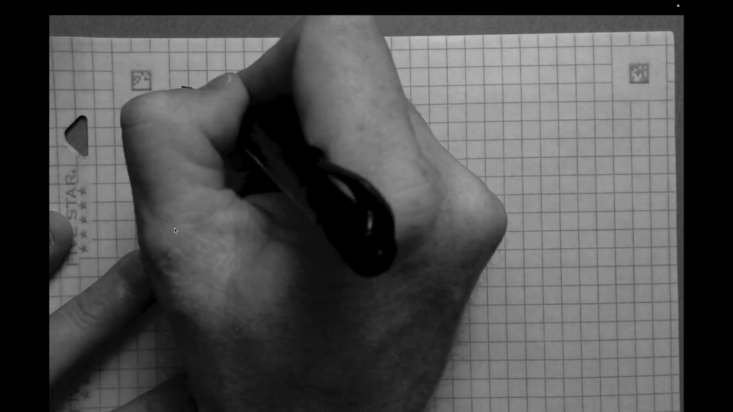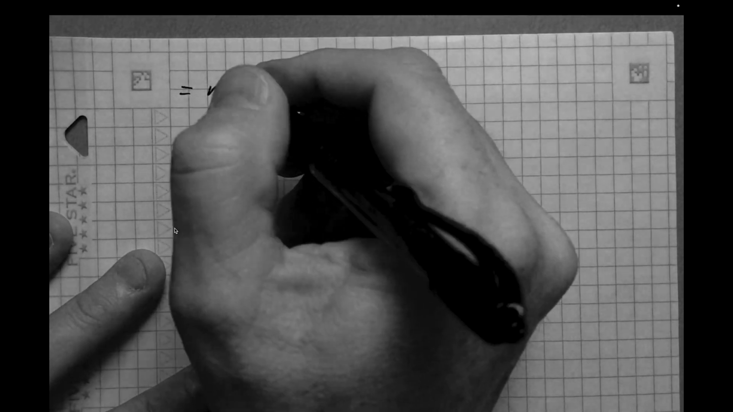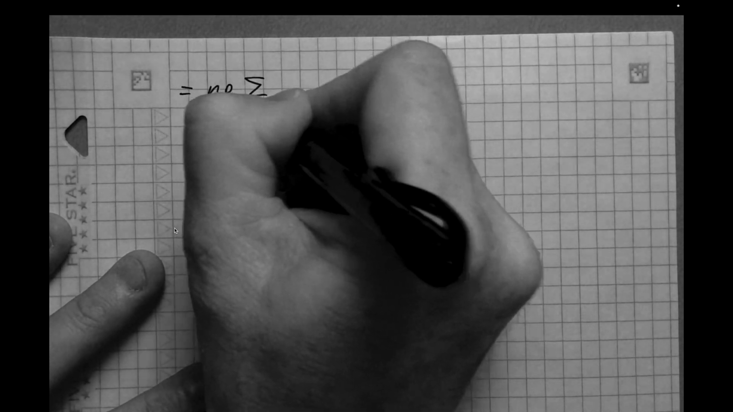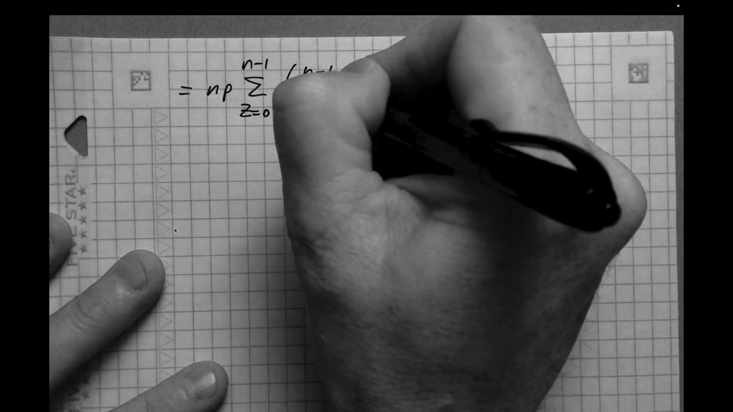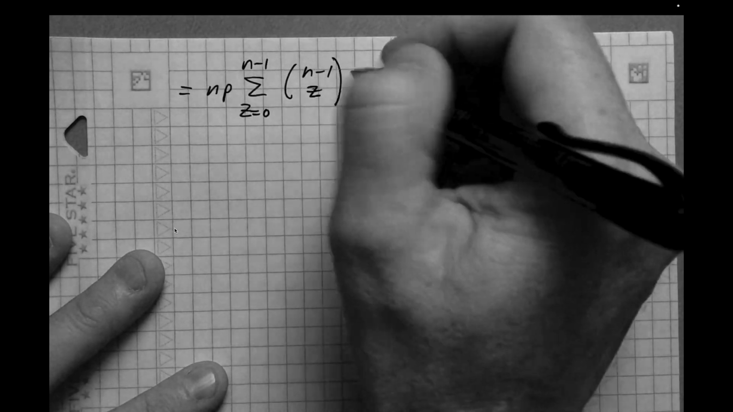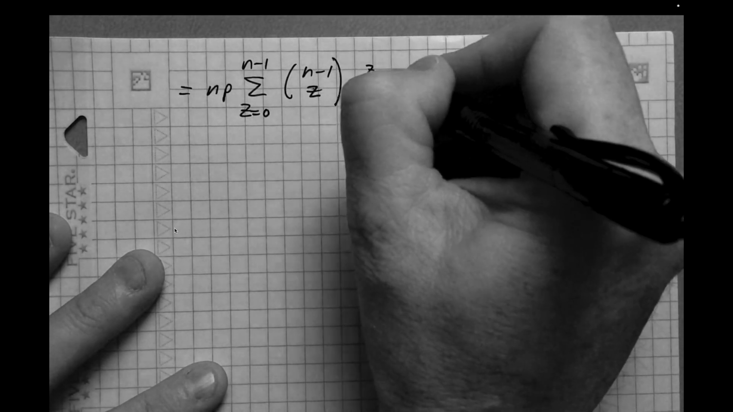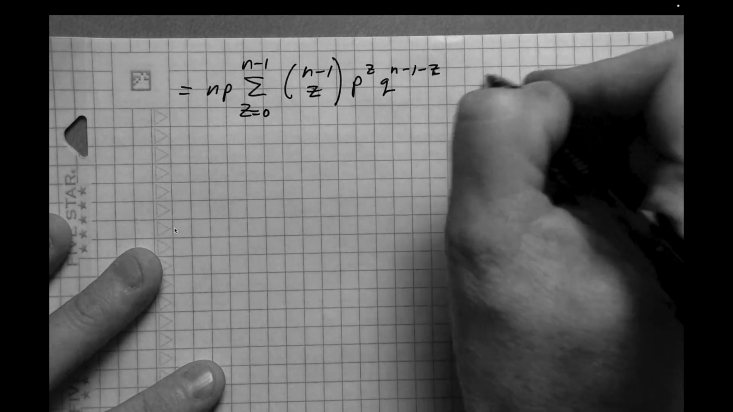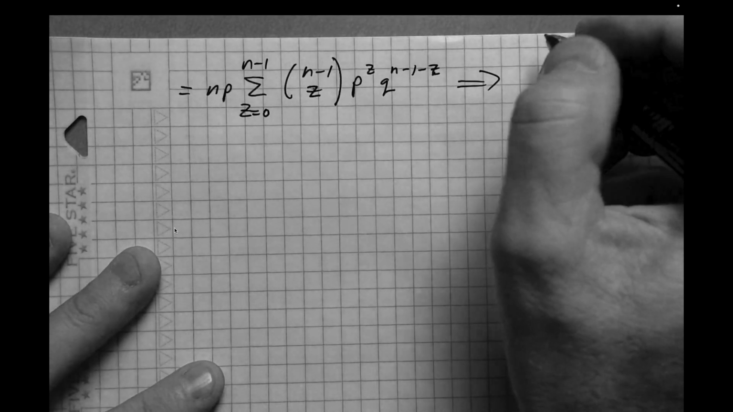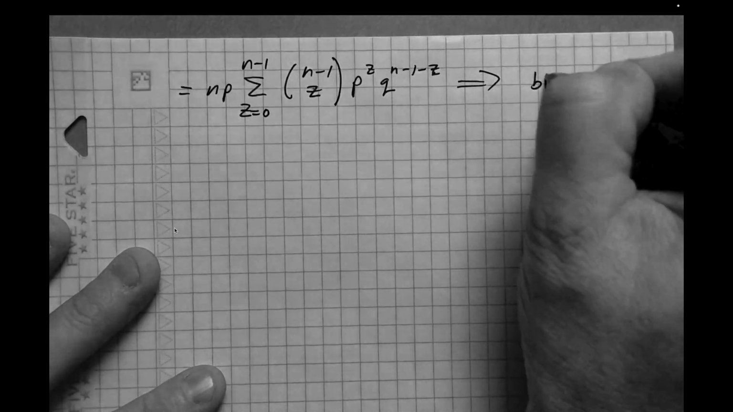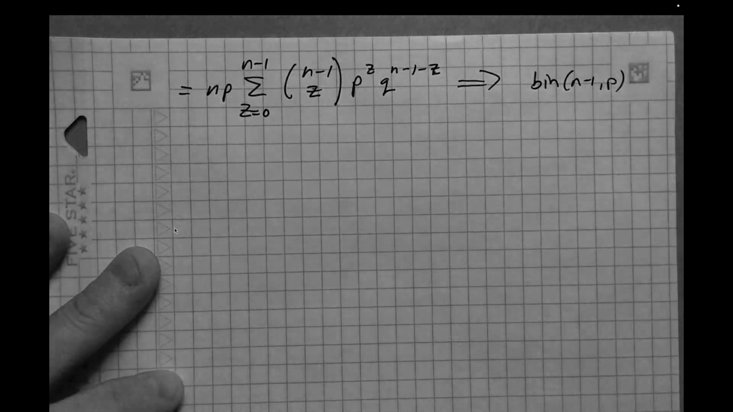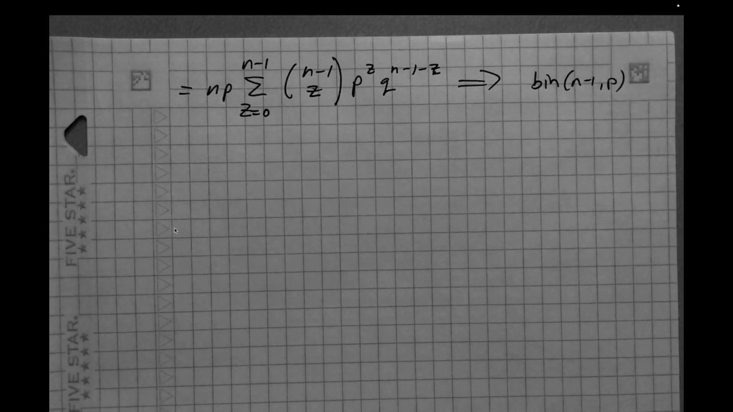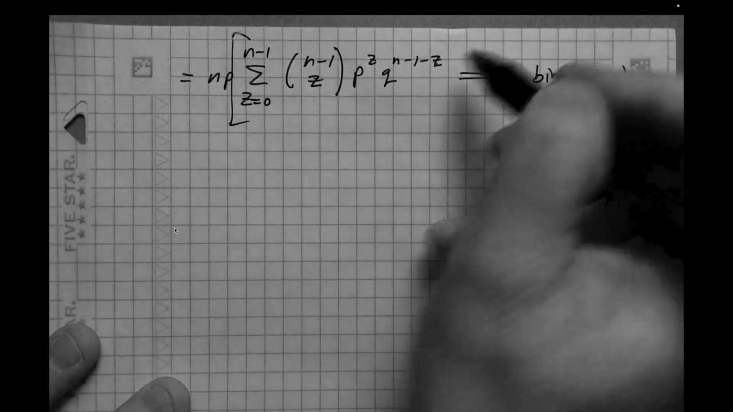Let's write this up here at the top of the page. So this is n times p, and then again we have the sum from z equals 0 up to n minus 1 of n minus 1 choose z times p to the z times q to the n minus 1 minus z. And then we said that this is just going to be the binomial n minus 1, p distribution, or the inside part anyway, the summation part.